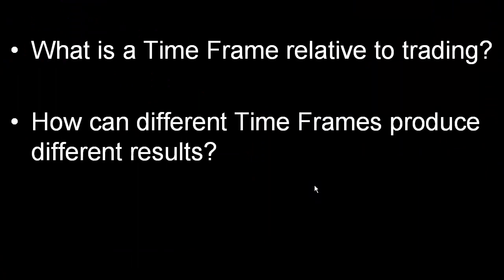Okay, because you have different people trading those time frames. You have some people trading off the daily, the weekly, the 15-minute. They're all going in different directions. You need to understand where those people are coming from in order to move before they do. Okay, so that's how different time frames can produce different results.